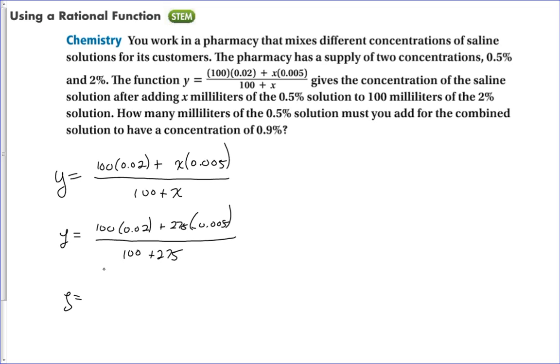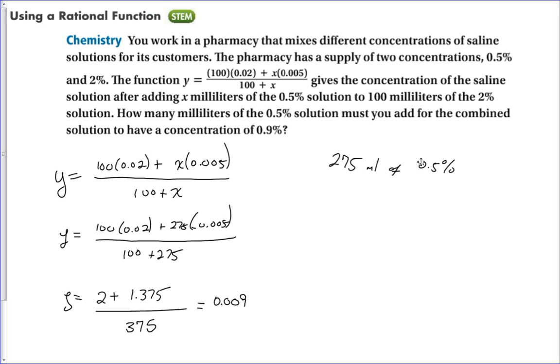Now we just solve this out. Y equals, this is going to give us a 2 right here, plus, plug that in your calculator, you should get 1.375, divided by 375. Plug that in, and 2 plus this divided by that, and you will in fact get the 0.009. So that confirms that you're going to have to add 275 milliliters of the 0.5% solution.